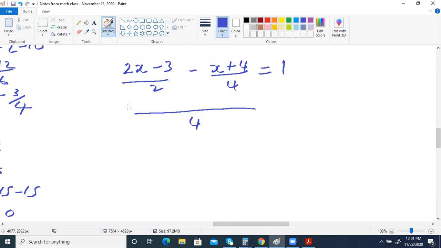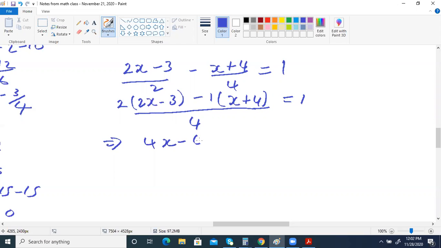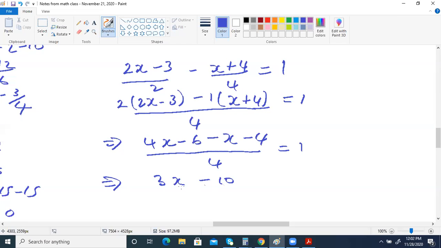So 2 into this goes 2, so it's 2 times this. And then 4 into this is 1, so it's negative 1 times all of this, equal to 1. Simplifying now, we get 4x plus 6, then minus x minus 4, and this is all over 4 equal to 1. And then we'll just work to simplify that. That works out to 3x minus 10, all over 4 equal to 1.